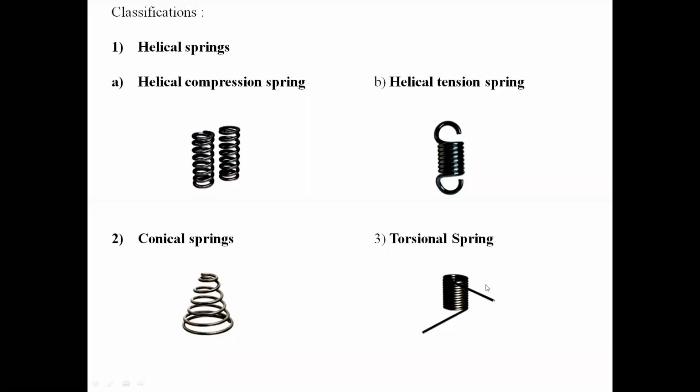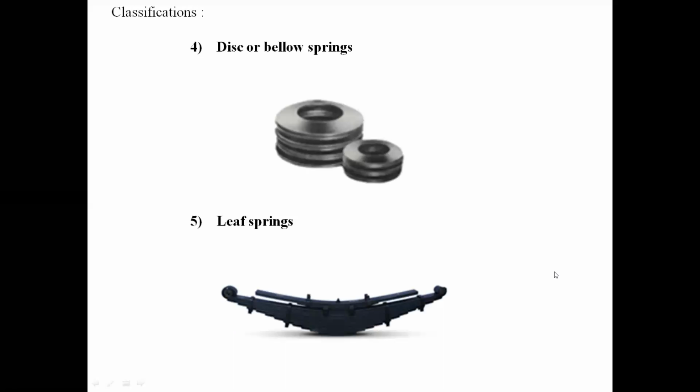If you observe our brake system in our bicycle, there is a torsional spring, which is used in our bicycle brake system. Torsional spring has a twist which has to be created to store the energy. So these are helical spring, conical spring, and torsional spring. In addition to this, you can have disc or bellows springs. Disc or bellows spring is also one of the springs that is generally used in our suspension system.